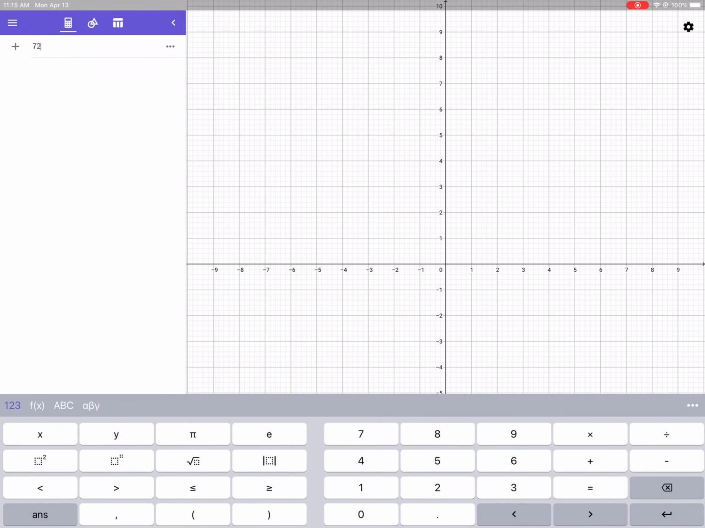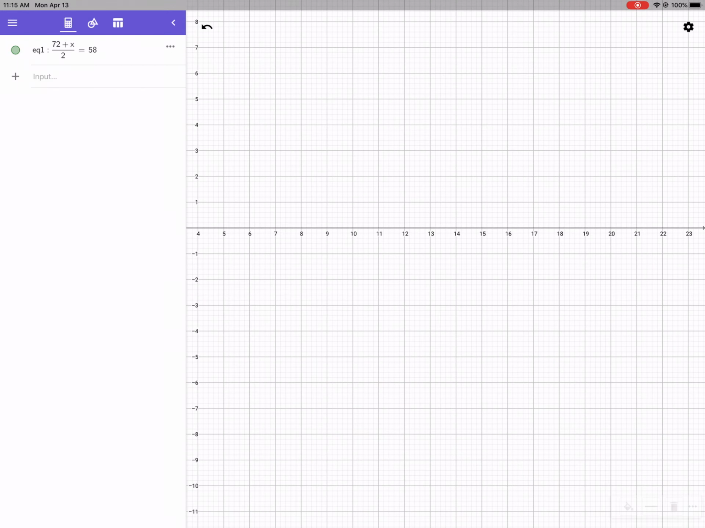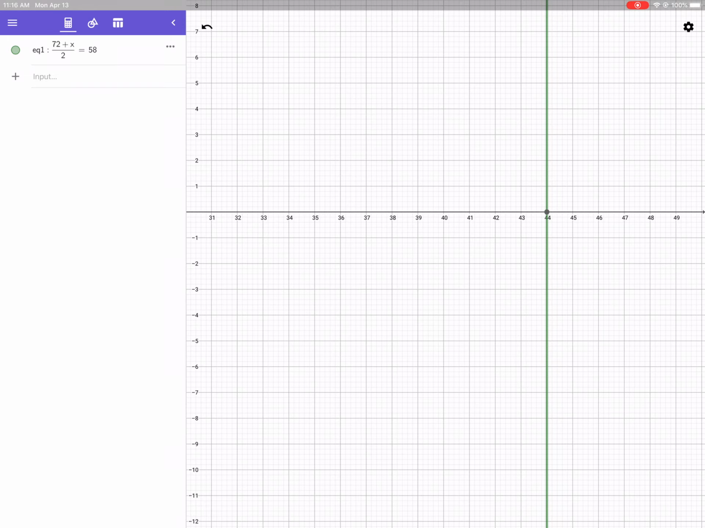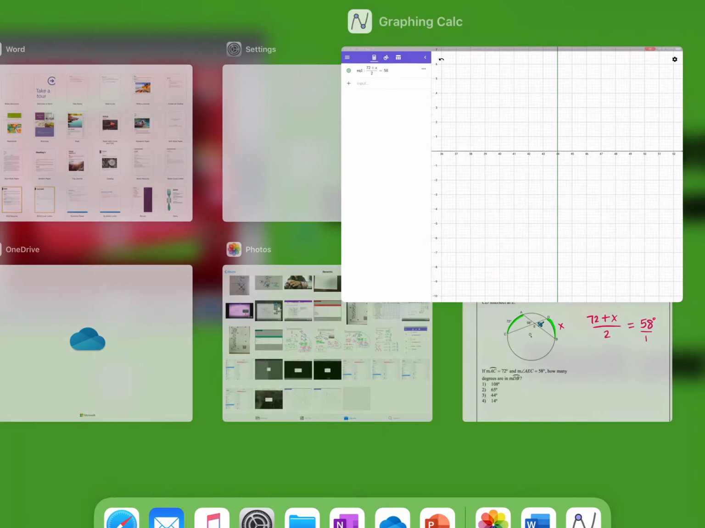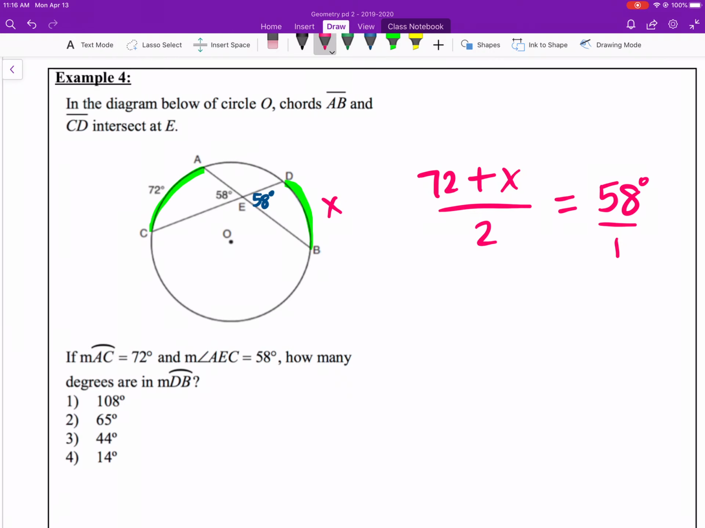So 72 plus x, put it in parentheses, because we want to divide that whole thing by 2. 72 plus x divided by 2 is equal to that 58. Enter. That's exactly as we wrote it: 72 plus x divided by 2 equals 58. And remember, now you just look for your x-intercept, which is 44. So we get 44.